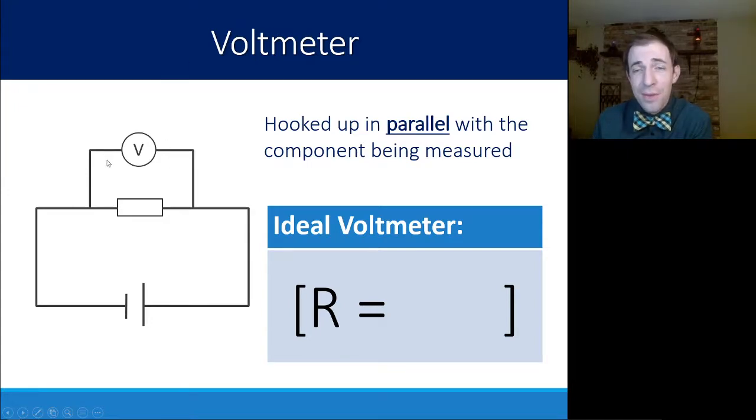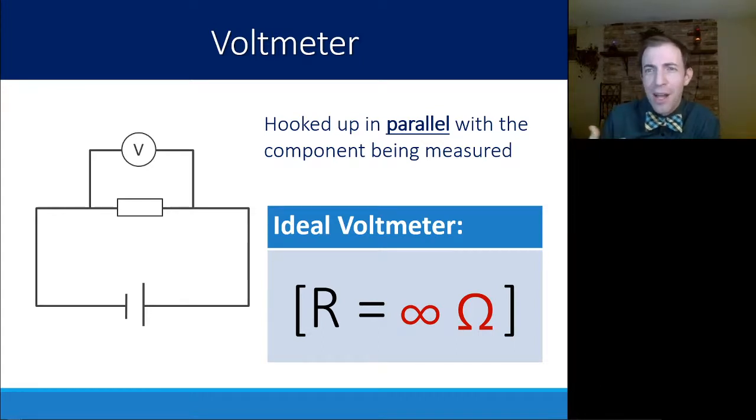So the way to do that is by increasing its resistance so much that the current can't flow through there. It's just looking, the current isn't actually flowing through, and the highest resistance we could have is infinity ohms. Obviously, there is no such thing as infinity ohms. There are a lot of things that have a very, very high resistance, low conductivity, but infinity ohms is our ideal. So let's look at what happens with an ideal versus non-ideal voltmeter.